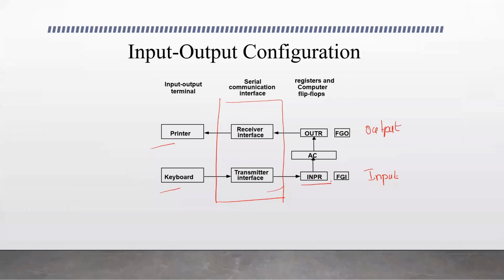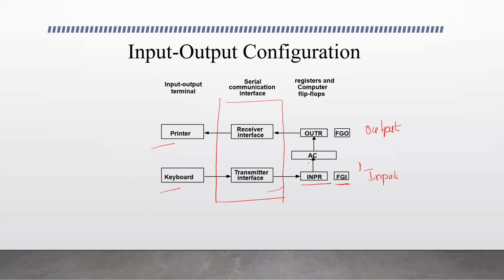Through the transmitter interface, the input is transmitted to the register INPR. And this FGI is the input flag. We have two flags here. At the input side, we have FGI, and at the output side, we have FGO, that is the output flag. The value of the input flag will initially be 0. Once the input is transmitted to INPR and available for being accepted by the computer, FGI will be set to 1.